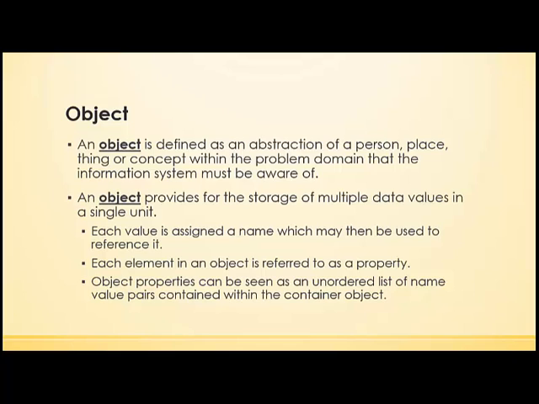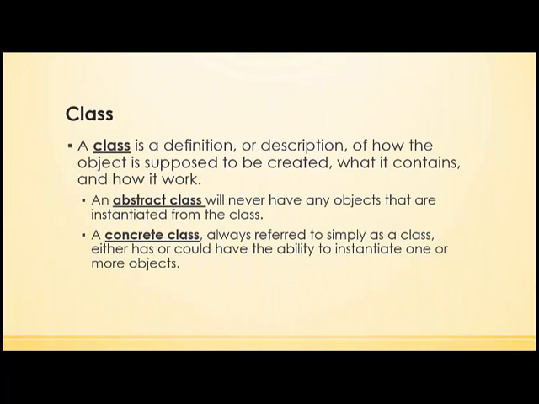An object provides for the storage of multiple data values in a single unit. Each value is assigned a name which may be used to reference it. Each element in an object is referred to as a property. Object properties can be seen as an unordered list of name value pairs contained within the container object.